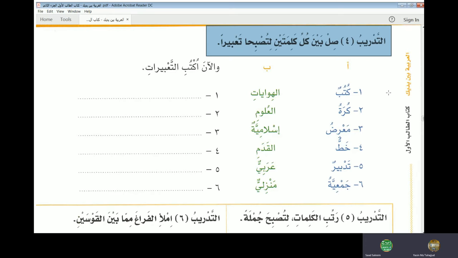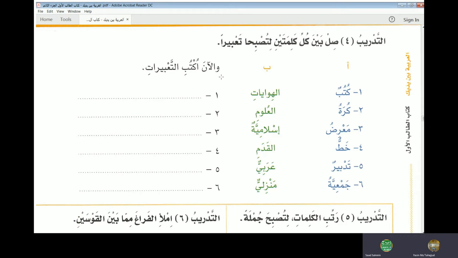Okay, so that's connect between the said word. Connect between all the pair of words. Kalimataini, pair of words, two words. Connect between every two words so that it becomes tabiran, a phrase. Okay, a phrase. Becomes a phrase.